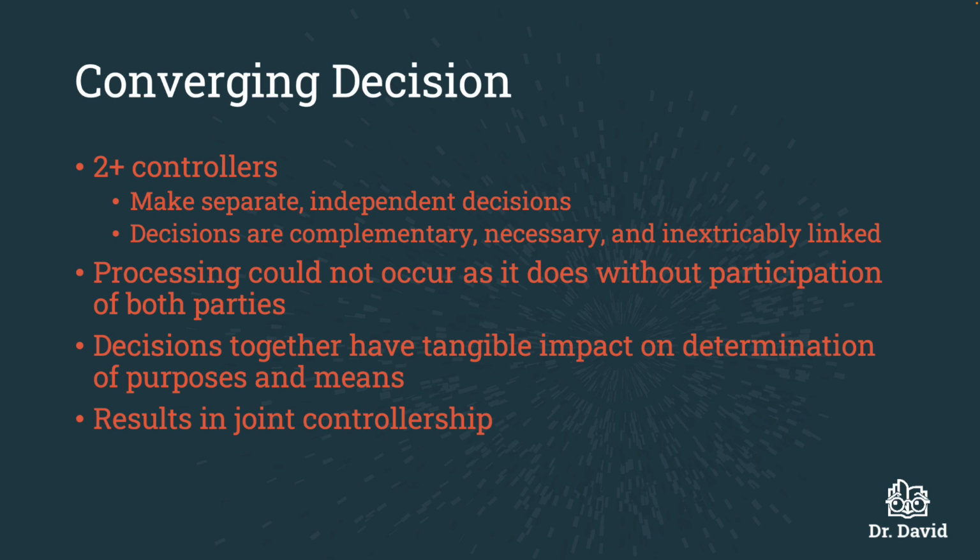This is where we have two or more controllers, and they are making separate, independent decisions. And those decisions are complementary, necessary for the outcome that is achieved, and inextricably linked. And so if you were to disaggregate those two decisions, then the data would not be processed in the same way. The processing could not occur as it does without the participation of both parties. Decisions together for this converging decision have a tangible impact on determining the purposes and means. And this also results in joint controllership.